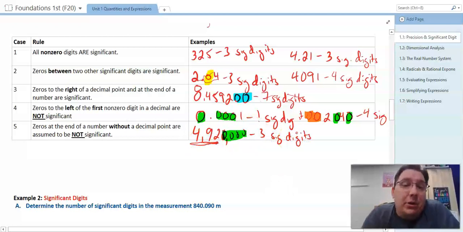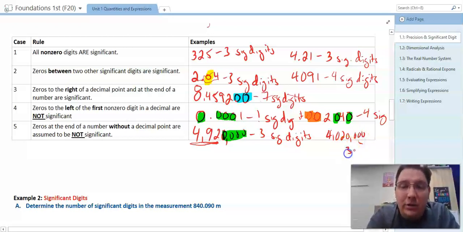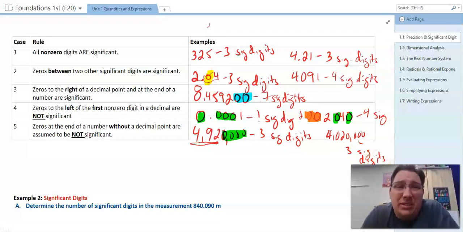And if I had a 0 in the middle, like if it was 4,020,000, right? So let's say that number, 4,020,000. Well, the 0 in between the 4 and the 2 is still significant because it's between 2 non-zero numbers. And so this would still have 3 significant digits. Does that make sense? I hope that makes sense with those 5 cases.